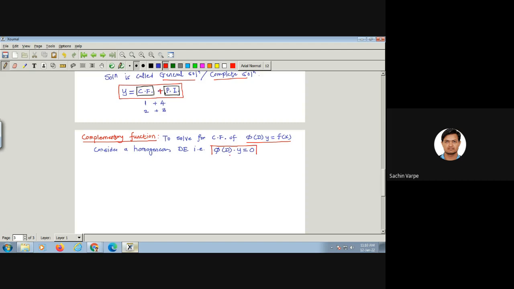So an MCQ can be asked on this also. The homogeneous differential equation for this linear differential equation is obtained by considering only the right hand side to be 0. So the solution of this homogeneous differential equation will be the complementary function, isn't it? To solve this homogeneous differential equation, we consider its auxiliary equation. So its auxiliary equation is phi of D equal to 0.